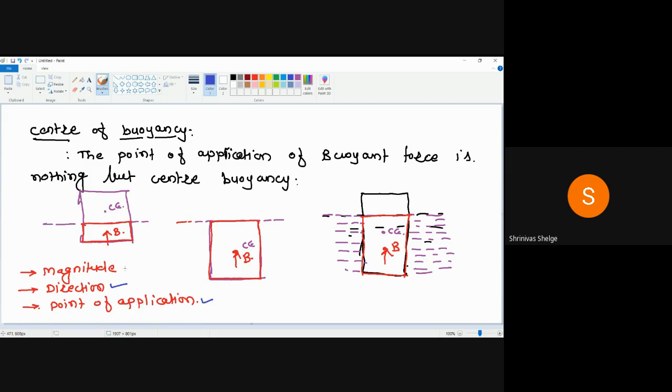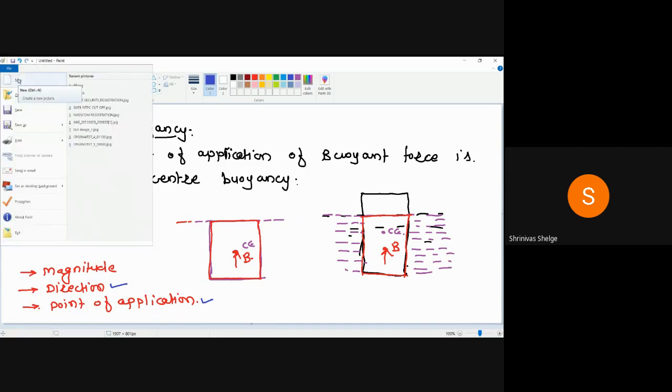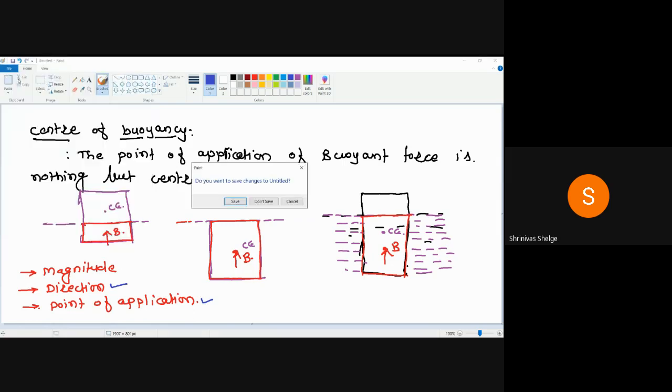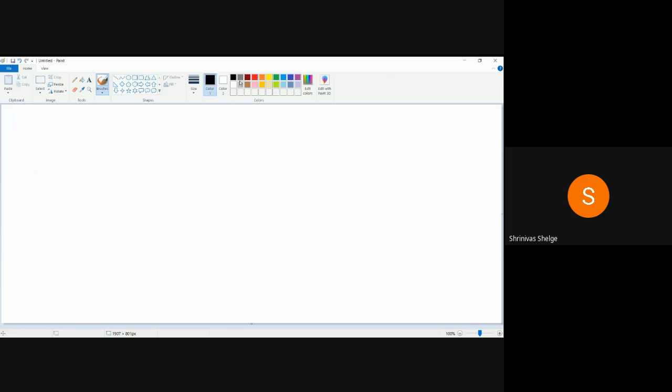Now we will go for the magnitude of the force, how much amount of force is acting on the body in upward direction when it is immersed in the fluid. So that now we want to find out. Correct. So that is nothing but magnitude. So next we want to find out the magnitude, and Archimedes principle gives the clear idea about the magnitude of the buoyancy force. So how much force is acting on the body. So we'll go for the Archimedes principle.